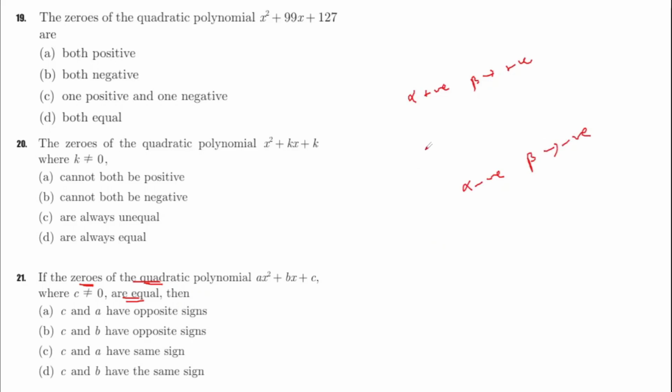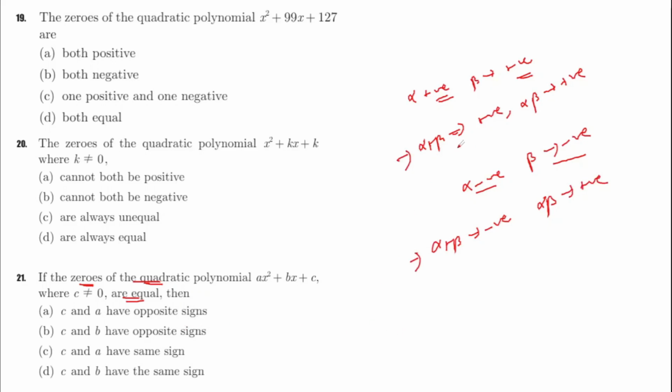Now, if alpha is positive and beta is positive, then alpha plus beta is also positive, and alpha into beta is also positive. Now, if alpha is negative and beta is negative, then alpha plus beta is a negative quantity and alpha into beta is a positive quantity. So there are two scenarios. First one is this and second one is this one. So what will happen, sir?